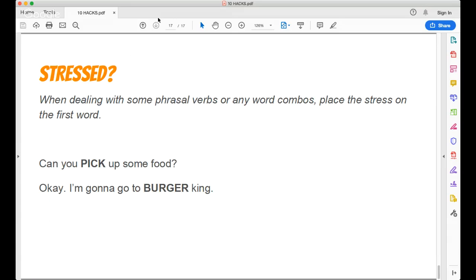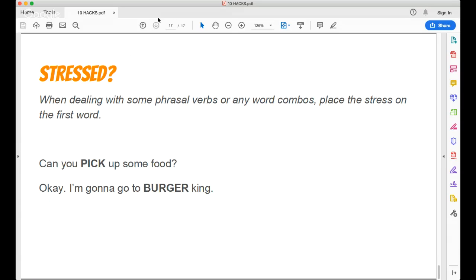All right. So basically when you have two words put together, you always want to put the stress on the first word. It's a very common mistake that everyone makes. Can you pick up some food? That's the stress, not pick up. Pick up, not pick up. The stress is on the first word. Can you pick up some food? Not can you pick up some food? That just sounds strange. Very, very strange, right?